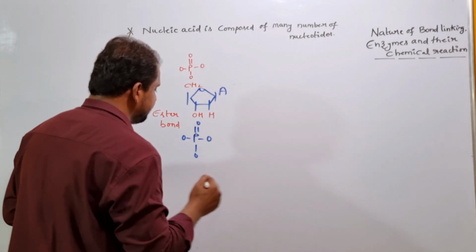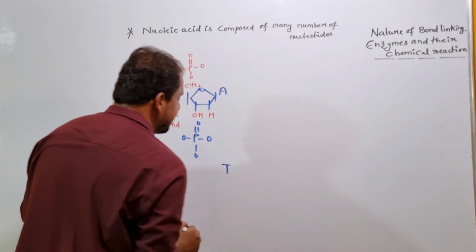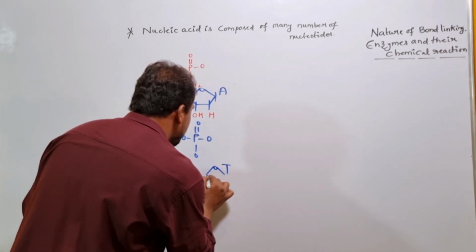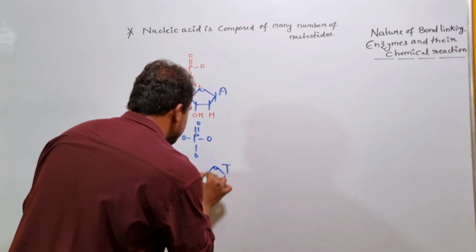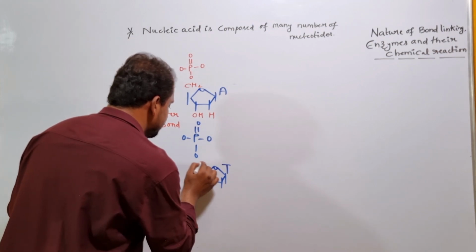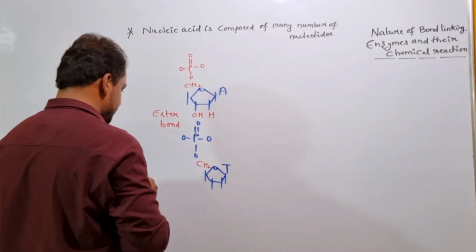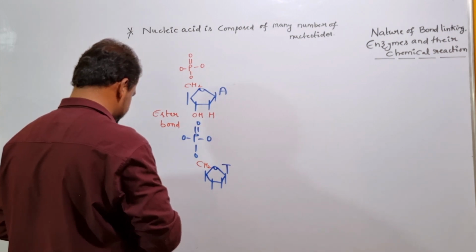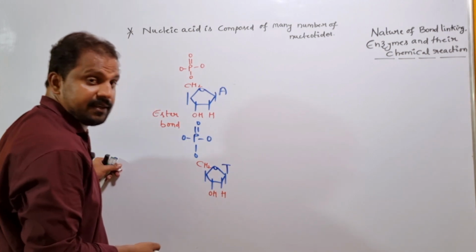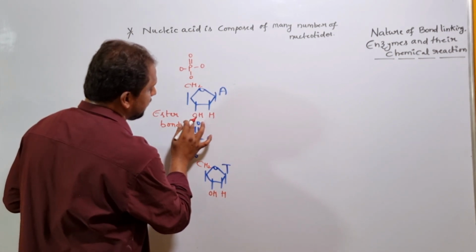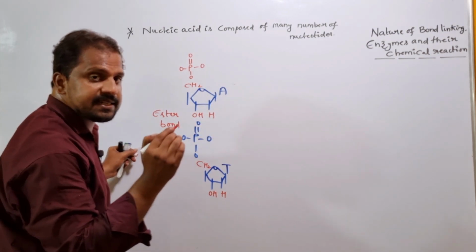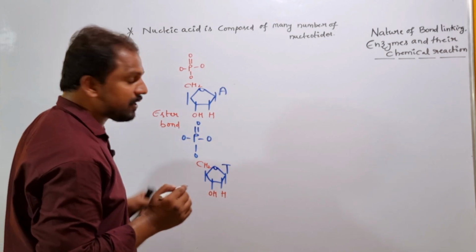So look at here. So here T stands for what? Thymine. Thymine is a nitrogenous base. And here it is nothing but what? The pentose sugar. And it is the fifth carbon. Is it clear? In between the third carbon of the pentose sugar of the first nucleotide and the fifth carbon of the pentose sugar of the next succeeding nucleotide, the specific phosphate moiety is present.